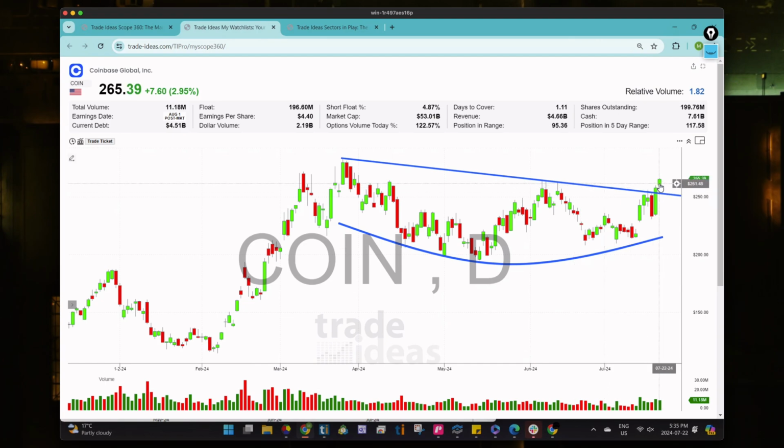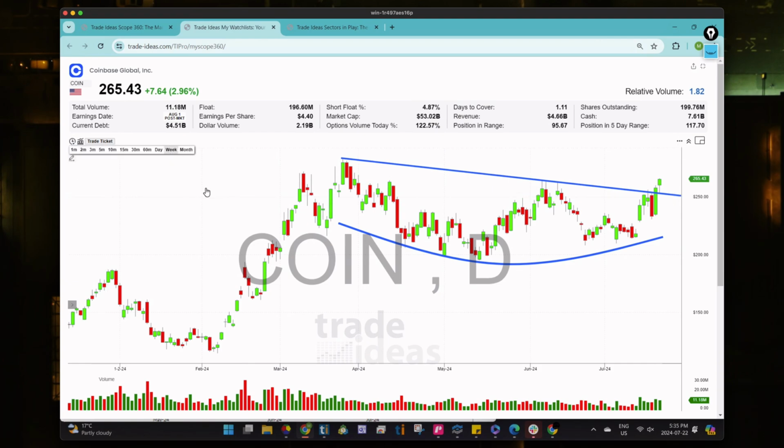So Coinbase, the reason I'm okay bringing this to you guys, even though I did buy some a little bit lower here, but not too much lower off the open today, is because it's just day one of a breakout. You can see this nice rounded cup right here, and then we broke out of this today. This is going to move a lot with cryptocurrency, so you've got to keep your eye on Bitcoin and Ethereum if you're going to trade this name.